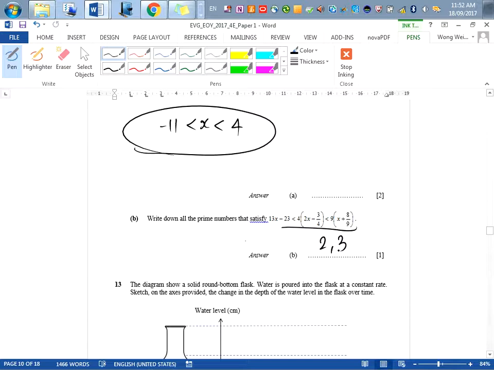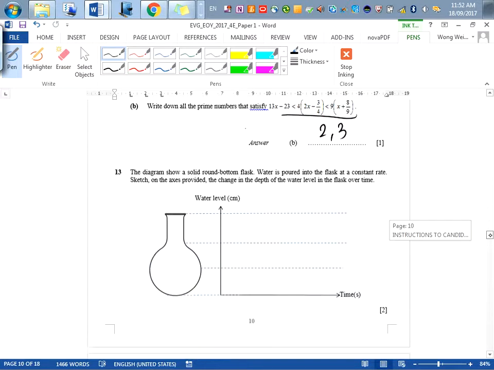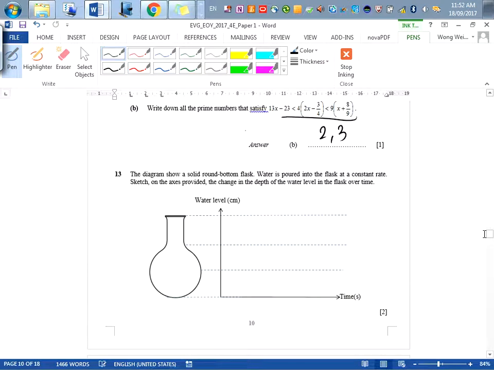The definition of prime number is that positive only. Okay, now question 13.